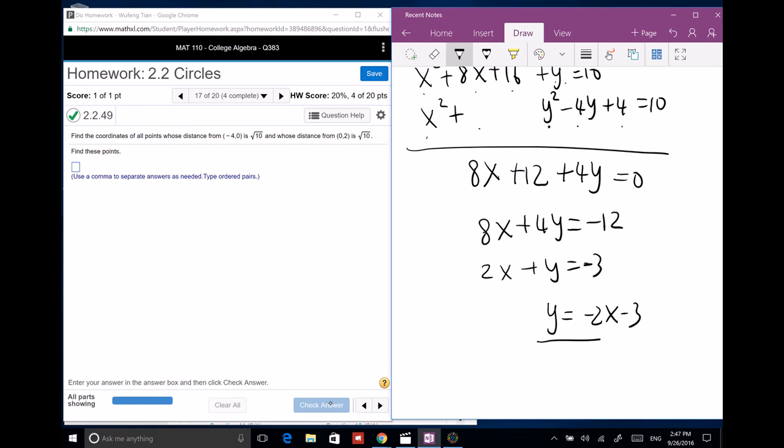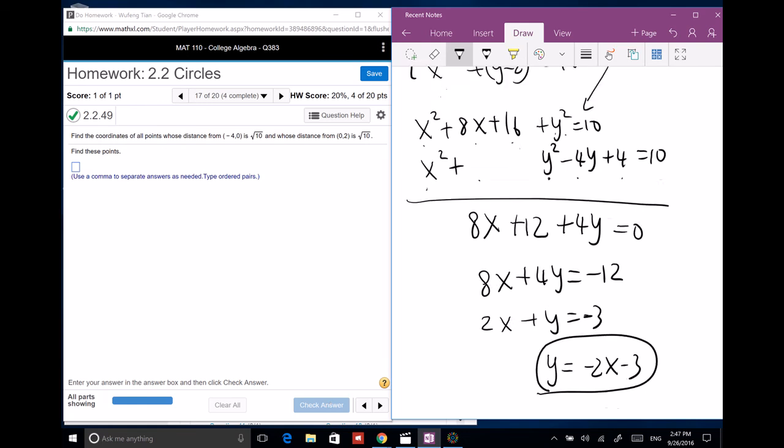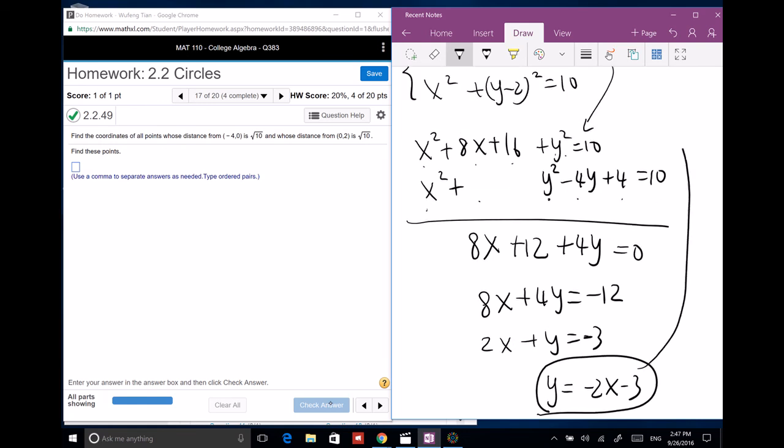You got this. Then substitute it back into either one of the two equations previously. Suppose this equation, you can do any one. Okay, so substitute this one to here.